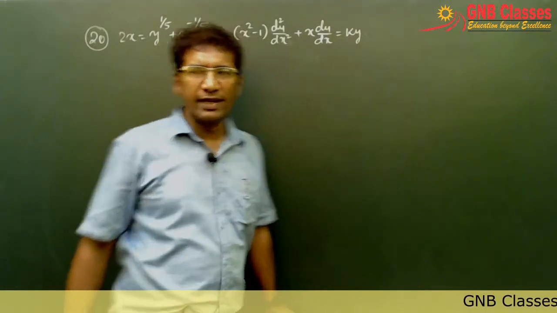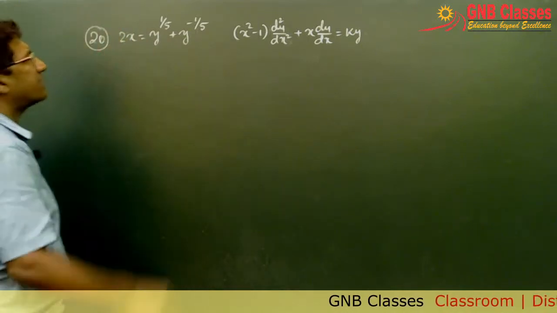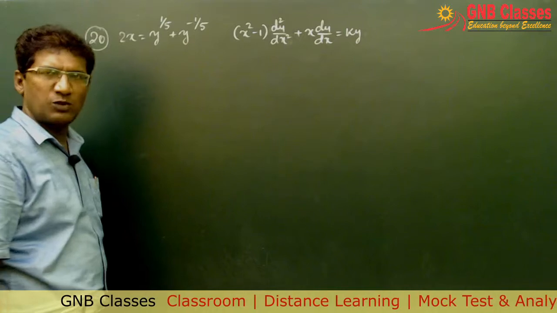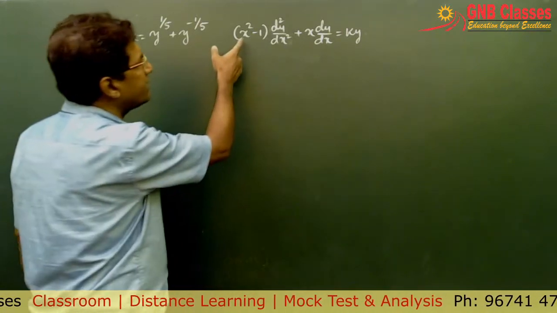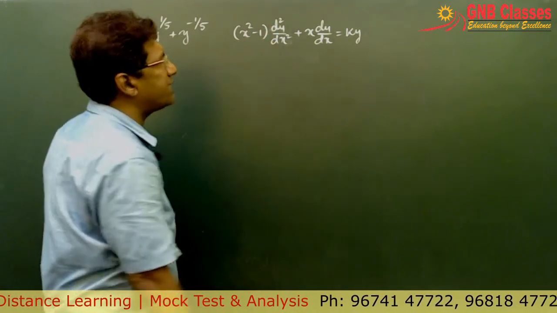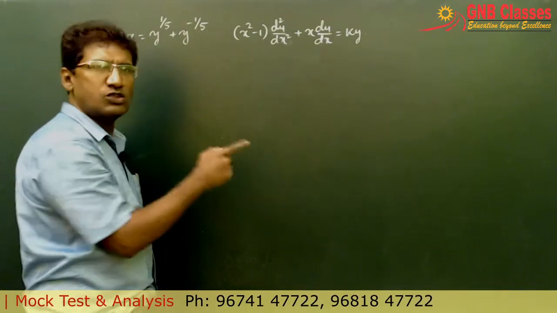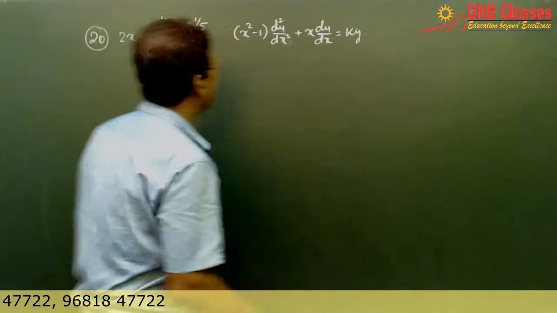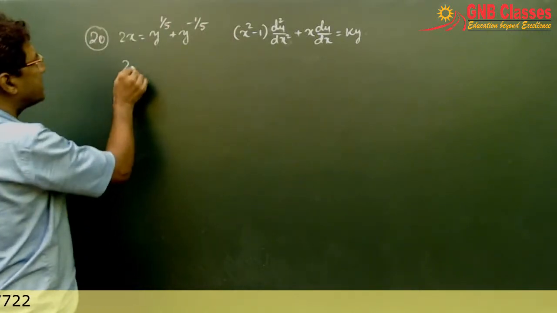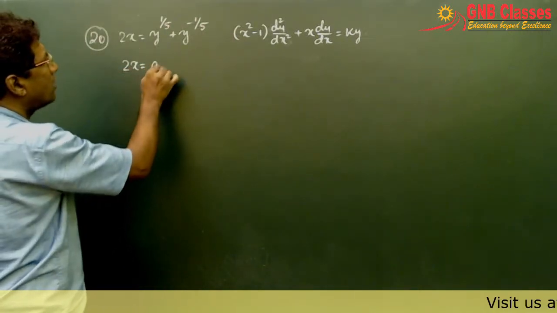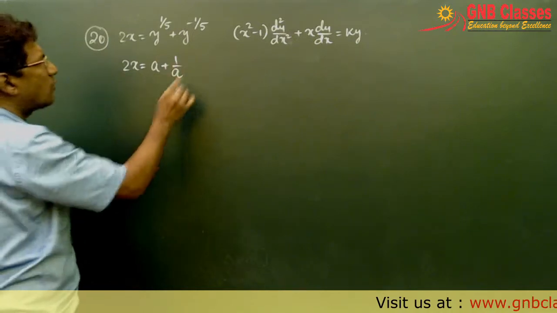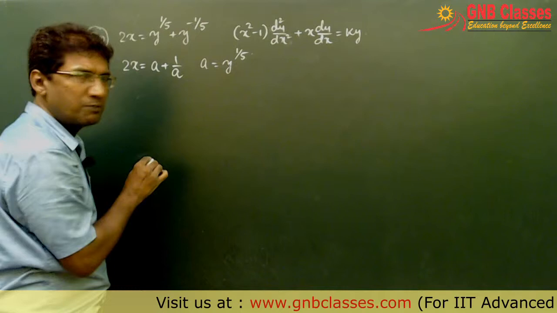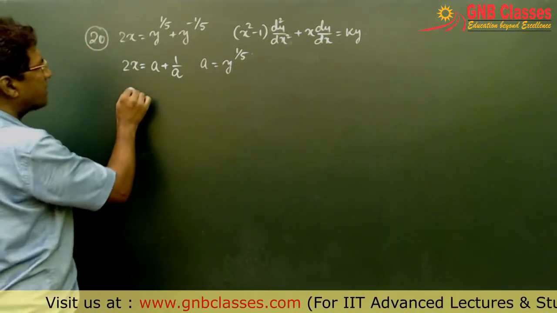In question number 20, they have said that if 2x equals to y to the power 1 by 5 plus y to the power minus 1 by 5, and they have said that x square minus 1 d2y dx2 plus x dy dx equals to ky, then we have to find out what is the value of k. So let me start from the given condition, that is 2x equals to, let us say a plus 1 by a, where a is nothing but y to the power 1 by 5. Is it clear? Now, what we are going to get from here?